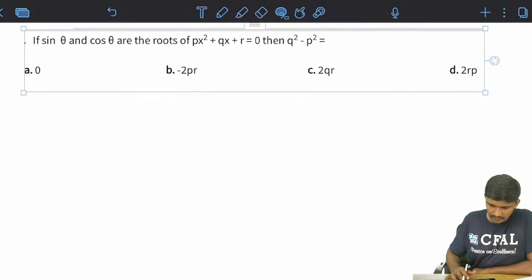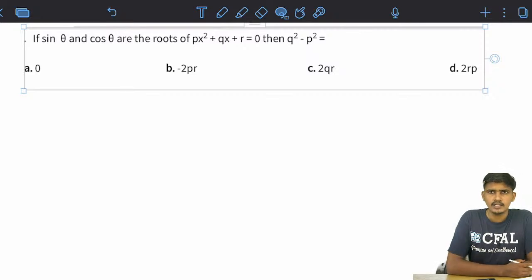Pasted it here. Let's see. Okay. If sin theta and cos theta are roots of px square plus qx plus r is equal to 0, then q square minus p square is equal to dash.